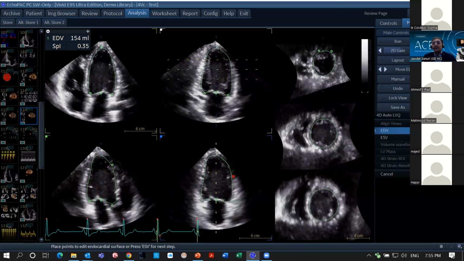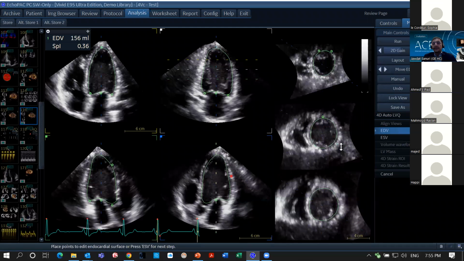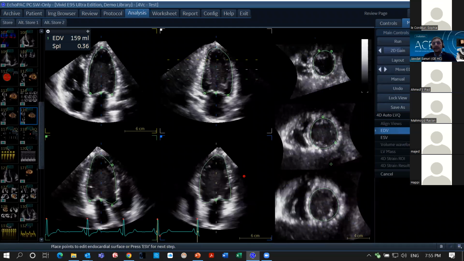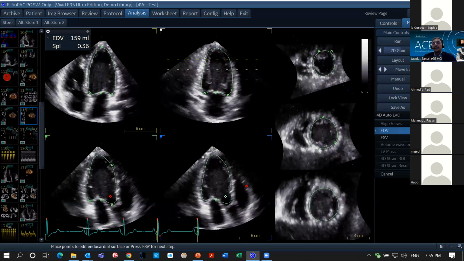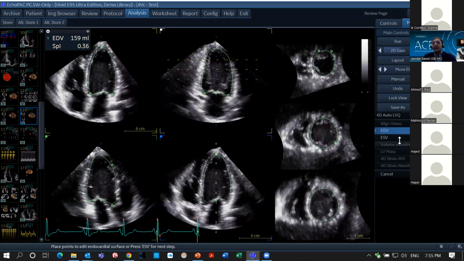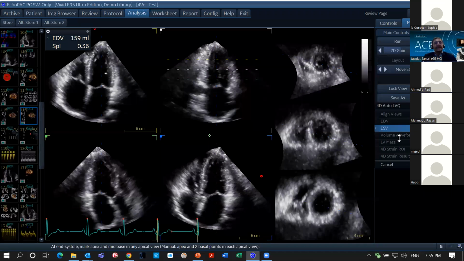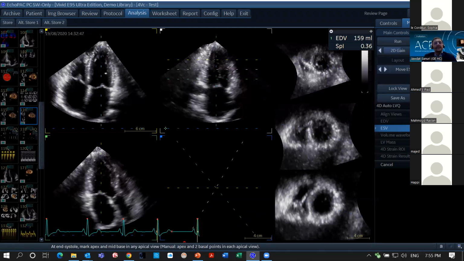Here, I can also exaggerate this. Here, I can also exaggerate this for the endocardium. Now I have a much better idea about the end-diastolic volume. Then I can go next to end-systolic volume. And you can see EDV, I'm sorry, end-diastolic volume has already been calculated.